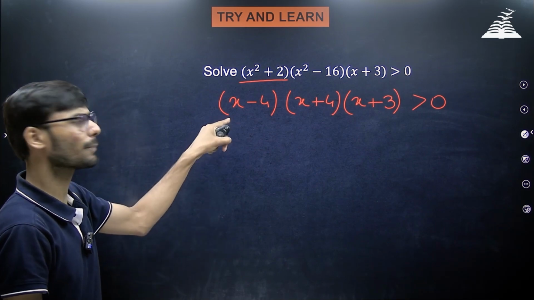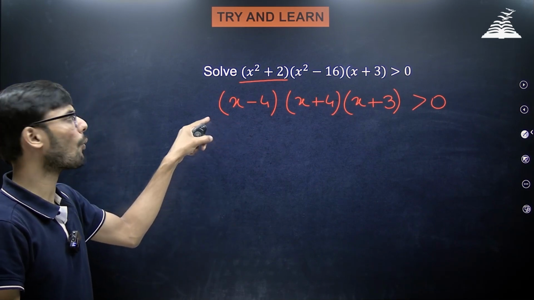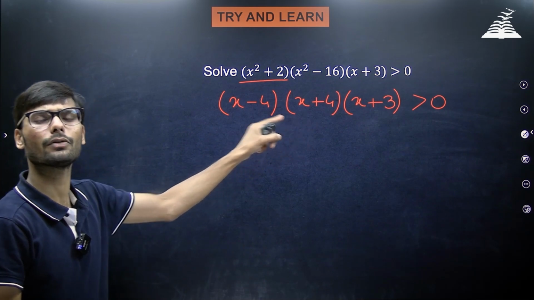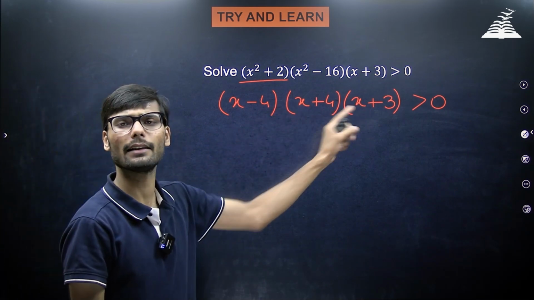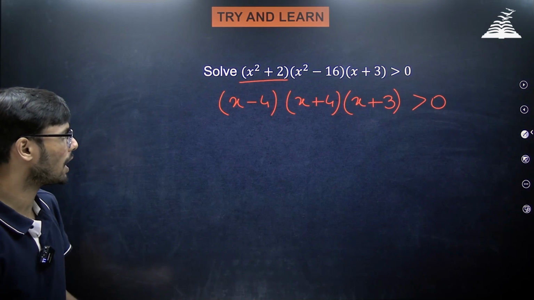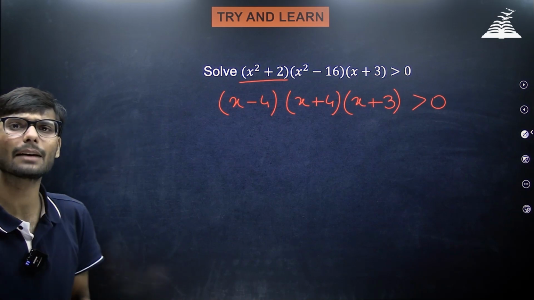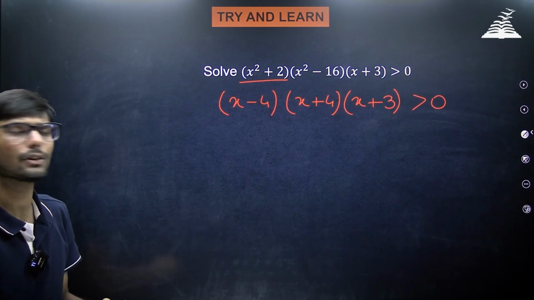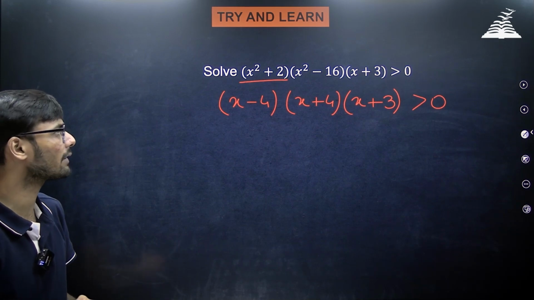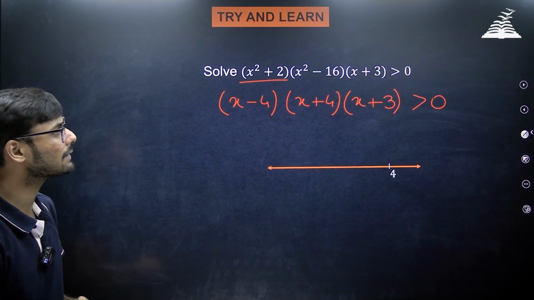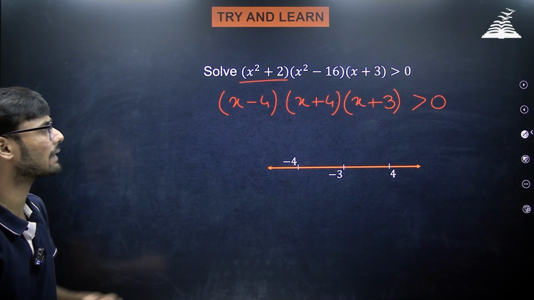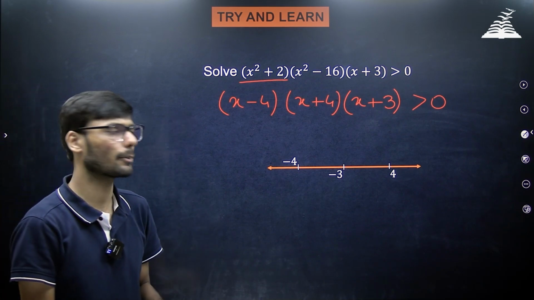leading coefficient of all the expressions positive? Yes, it is. X minus 4, leading coefficient 1. X plus 4, leading coefficient 1. X plus 3, leading coefficient 1. Okay. Step number 2. Plot the zeros of these on number line. What are the zeros? 4, minus 3 and minus 4. These are the zeros of this expression.